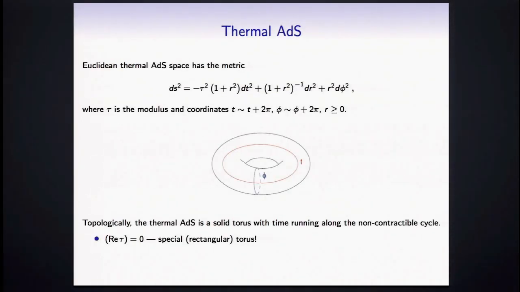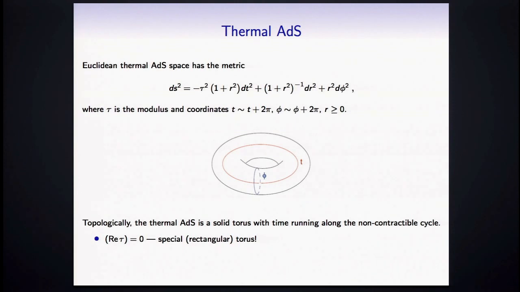Just to remind you what the thermal AdS is, it is given by this metric where tau is the modulus. The time coordinate is periodic with this 2 pi period, and the radial coordinate runs from 0 to infinity, and at infinite radial distance we find a conformal boundary. This boundary has the topology of a torus, so the thermal AdS is just a solid torus characterized by this modulus.